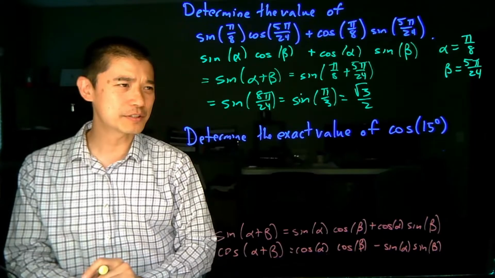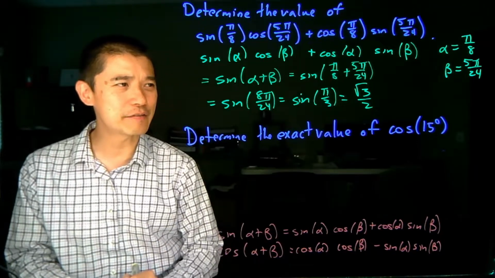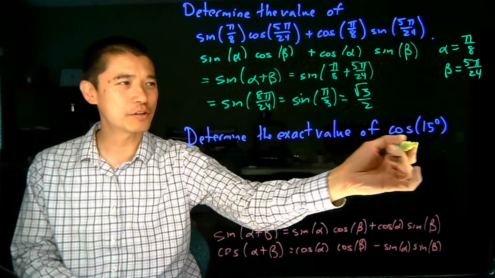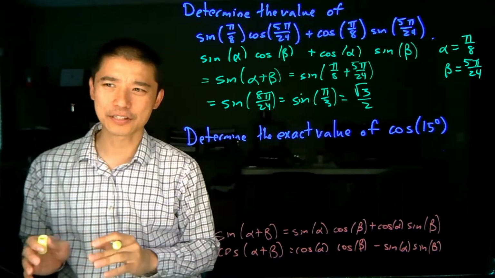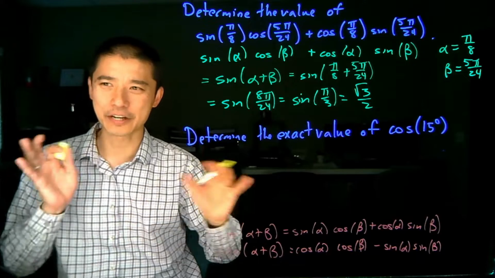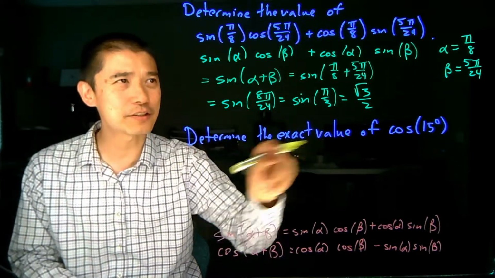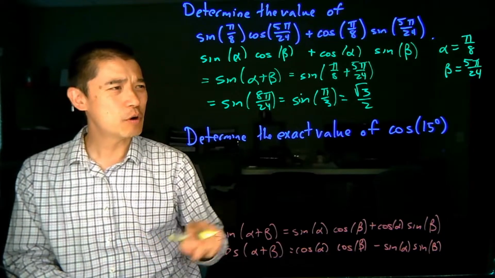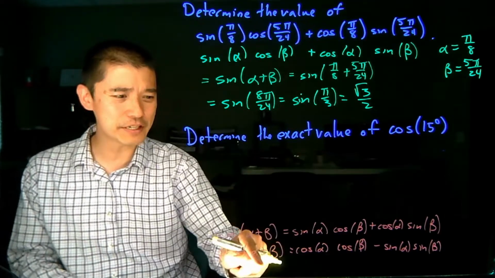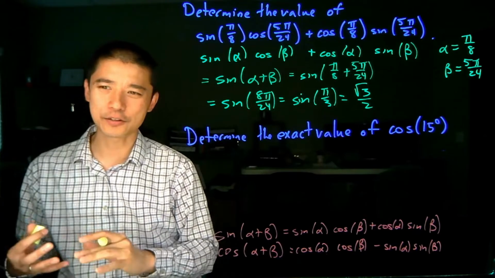The second problem is similar, except this time we're asked to find the value of cosine of 15 degrees. Notice we're working in degrees at this point, and we're not given exactly how to do this. Now again, you might just grab a calculator and plug it in and give me a decimal approximation, but this says determine the exact value of it, so that's not going to work. What can we do? Well, we need to figure out how to make 15 degrees a sum or difference of angles that we know, right?